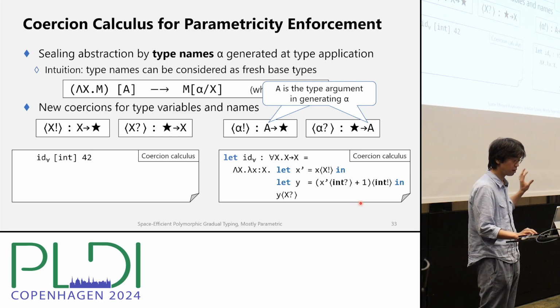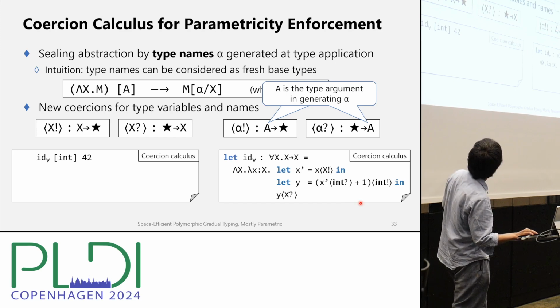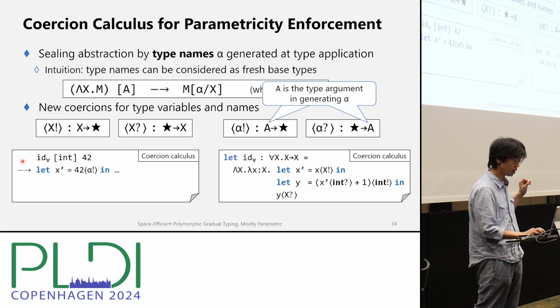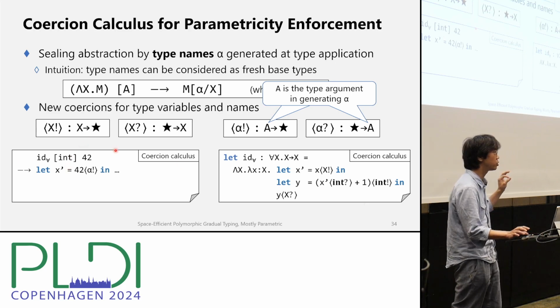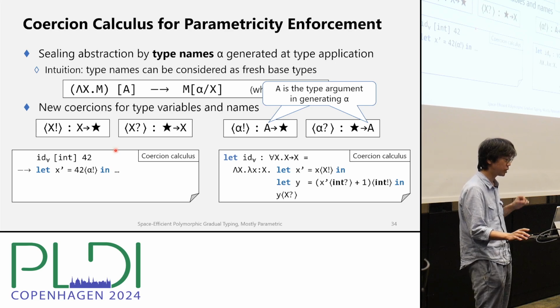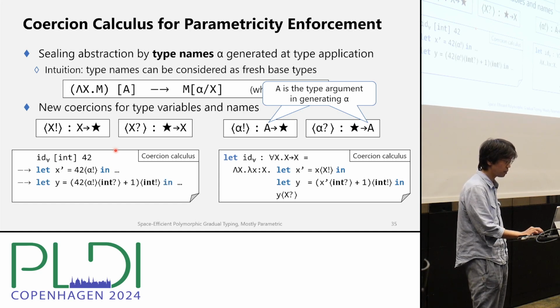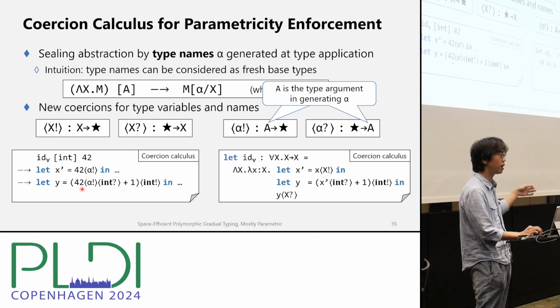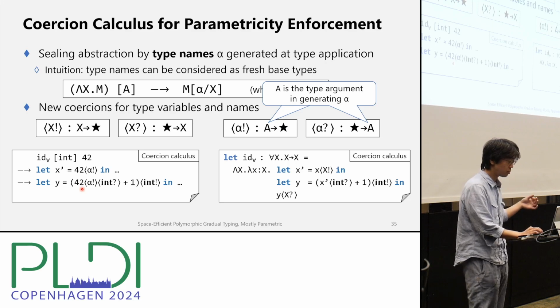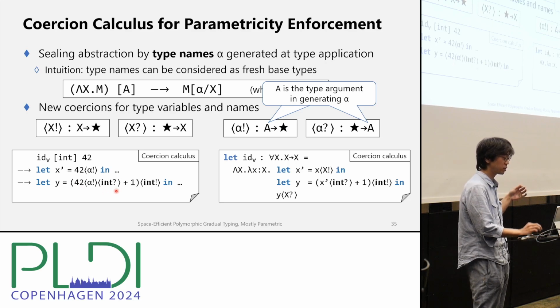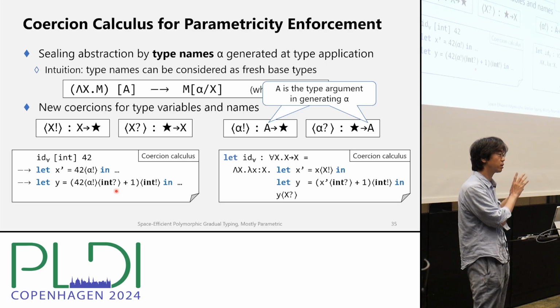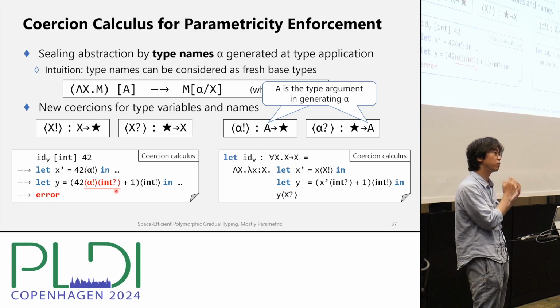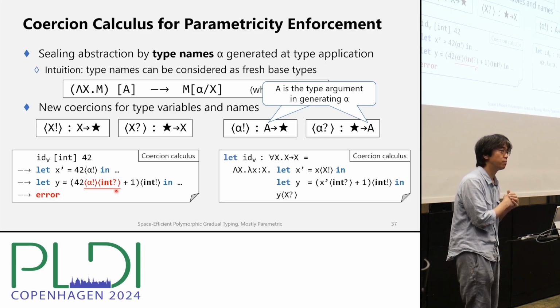Okay, so then let's evaluate these function applications. First, type application is evaluated. A new fresh type name alpha is generated here, and x is replaced by alpha. But here x prime is replaced by 42 alpha bang. Then the cast checks whether the two type tags are the same, but alpha and int are different. So here a runtime error happens. This is why we can consider type names as fresh base types.